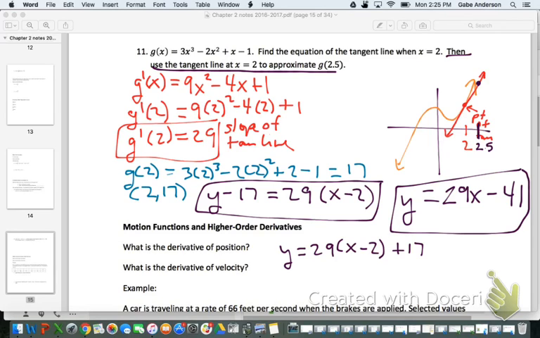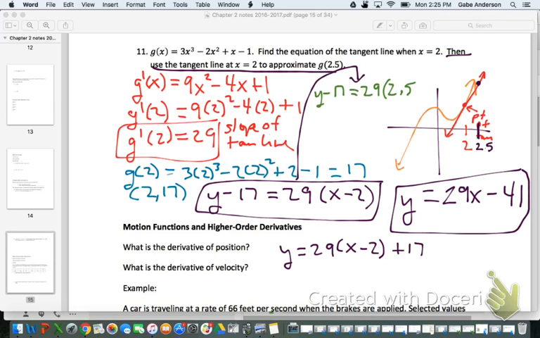So what do we do? We take our tangent line, and the tangent line, we just found that equation. Instead of plugging 2.5 into g, we're going to plug 2.5 into the tangent line for x. So I'm going to try to use very good notation. Hopefully it'll be very clear to you. Check it out. I'm going to write y minus 17 equals 29 times 2.5 minus 2.